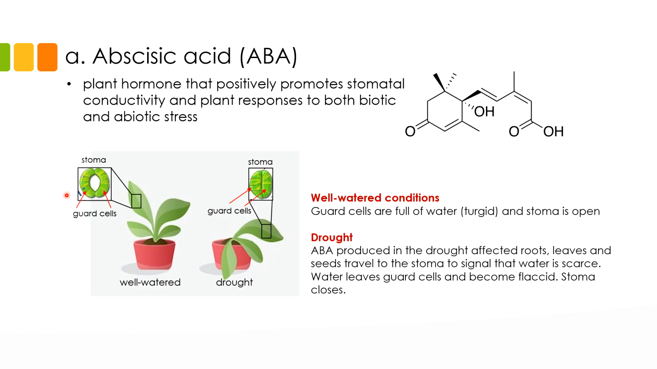When the stomata receive the signal, water leaves the guard cells, and the guard cells become flaccid, like what you see in this panel. When the guard cells are flaccid, the stomata are closed. When the stomata are closed, the plant is able to prevent further loss of water through these openings. This is just one function of ABA.